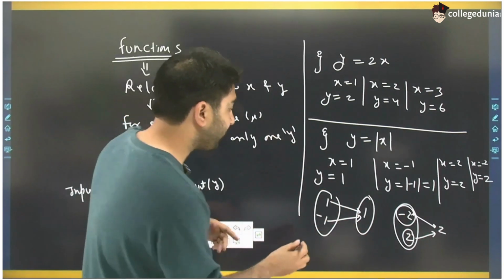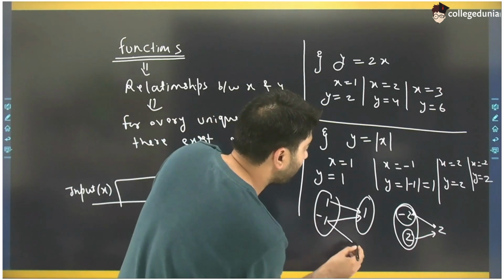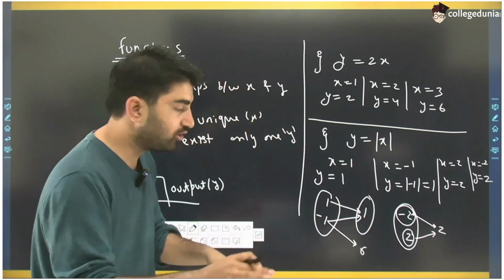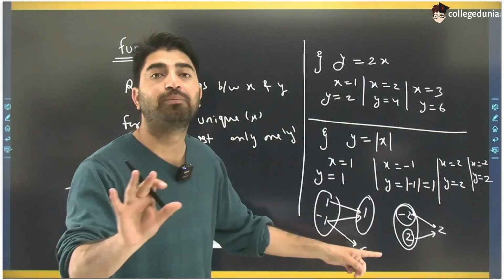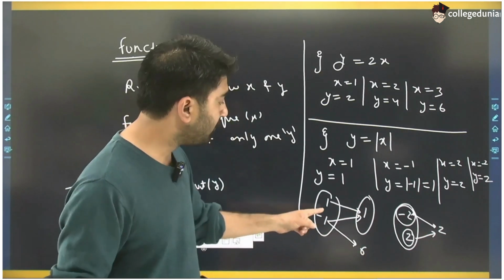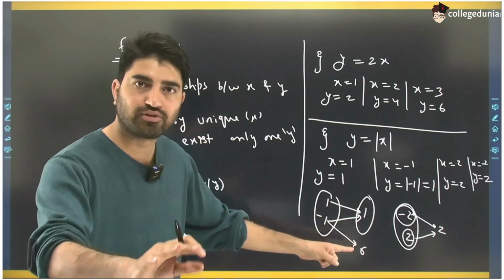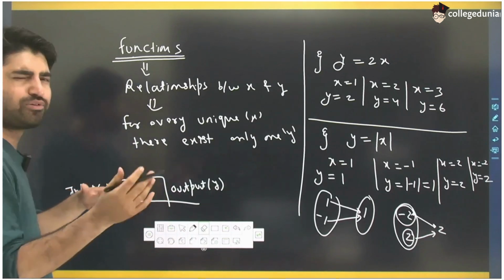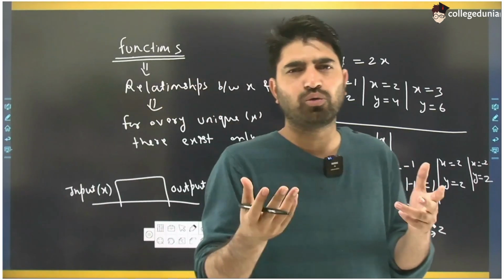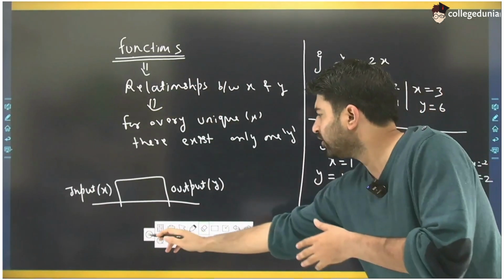But if I say minus 1 is also connected to 6, in this situation minus 1 is related to 1 and 6. So this will not be considered a function because minus 1 has two images in this situation. Okay? So I think the definition of function is clear. And we have studied functions in chapter 2 in detail. So it was just a recall.